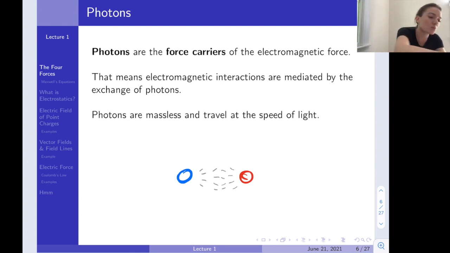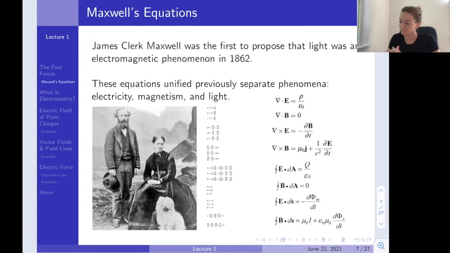So when I have these two little magnets here, they're exchanging photons, which might seem weird because there's no light or anything. I can't see anything going on between them. But the force I feel between these two magnets is the exchange of photons. And then the other thing is that photons are massless and they travel at the speed of light. Only massless things can travel at the speed of light. If anything has mass, it by definition cannot travel at the speed of light. So only massless things like photons will be traveling that fast.